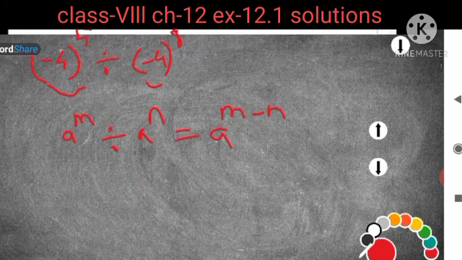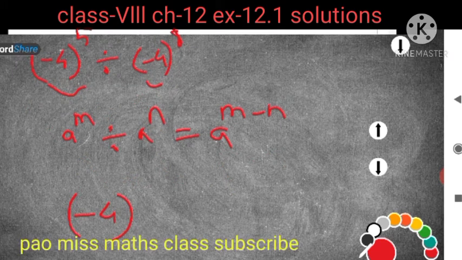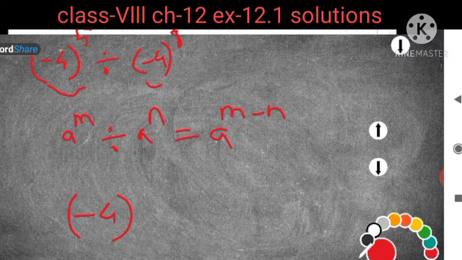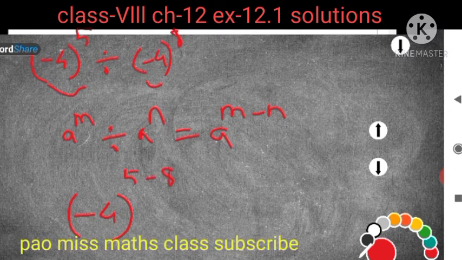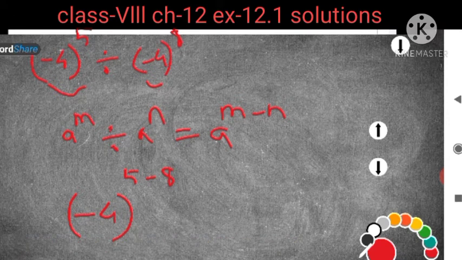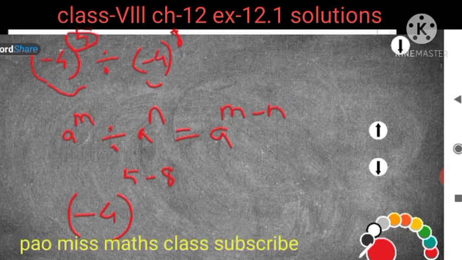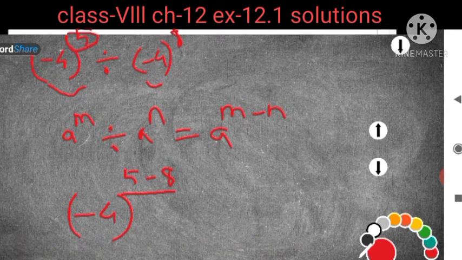That means what will you write? Minus 4, the base will be the same, so you have to write minus 4 only. So minus 4 to the power, what is given? 5 minus 8 is given, okay? 8 is greater, but that does not mean you will write 8 minus 5. You will write which is first. 5 is first, isn't it? So you will write 5 minus 8 only, not 8 minus 5.